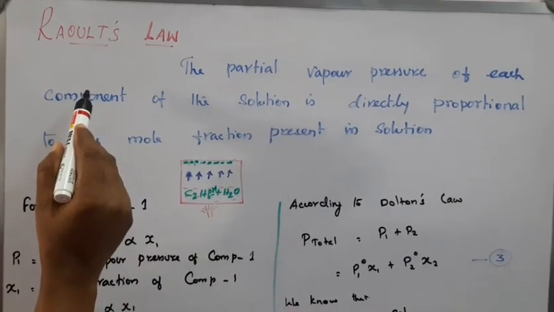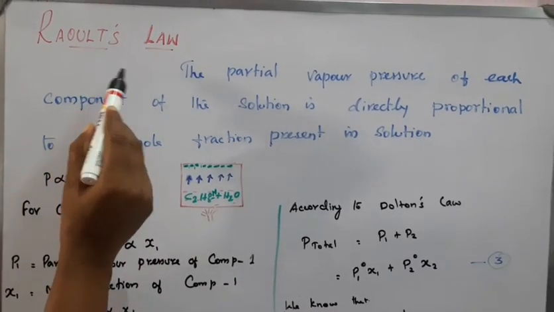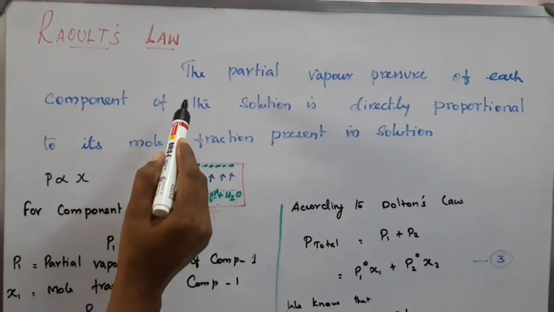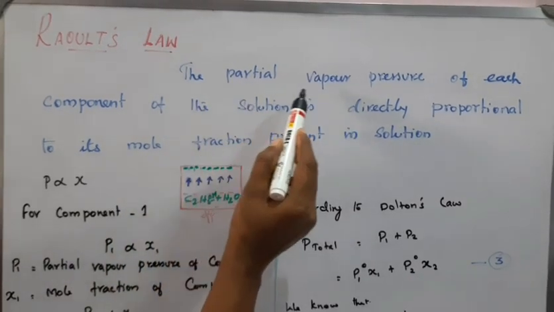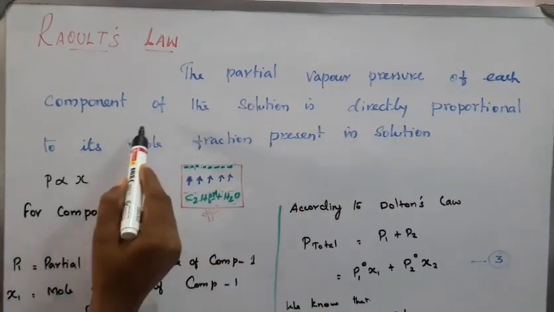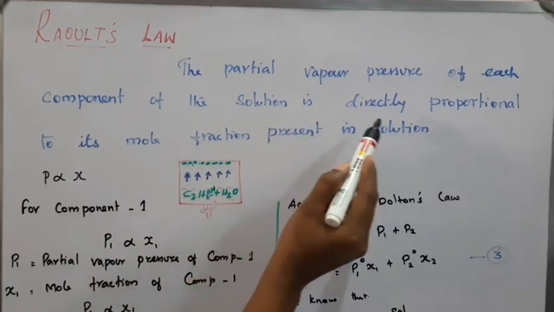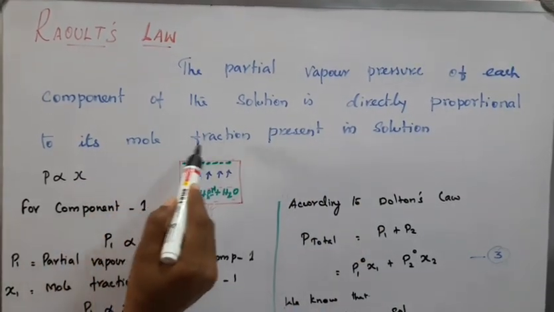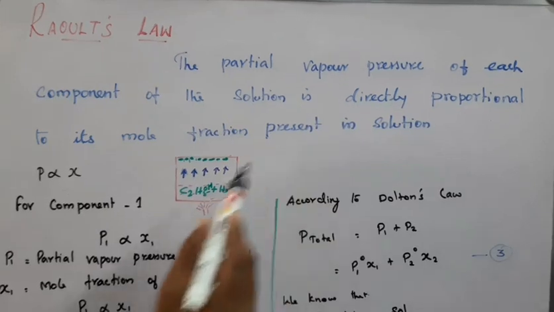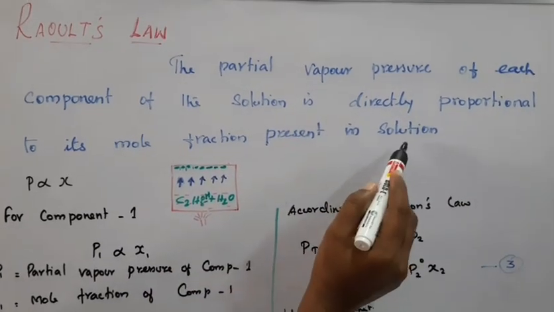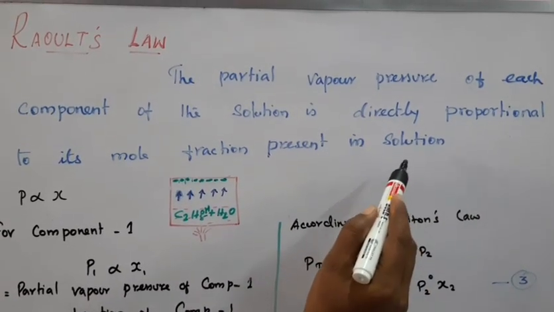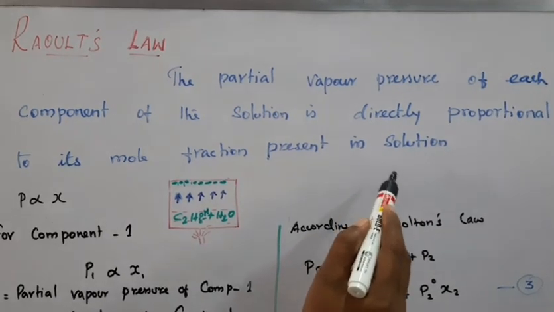Students, today's session we are going to see Raoult's law. What is the statement of Raoult's law? The partial vapor pressure of each component of the solution is directly proportional to its mole fraction present in the solution. Solutions means we may consider there are two components present, solute plus solvent.